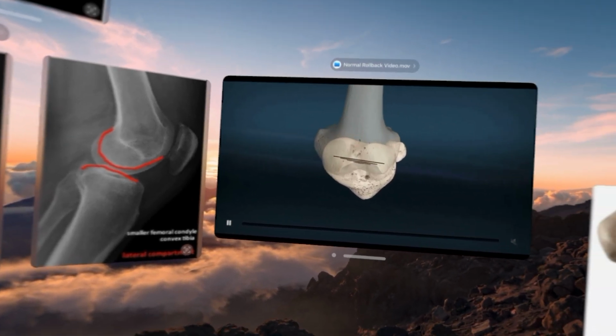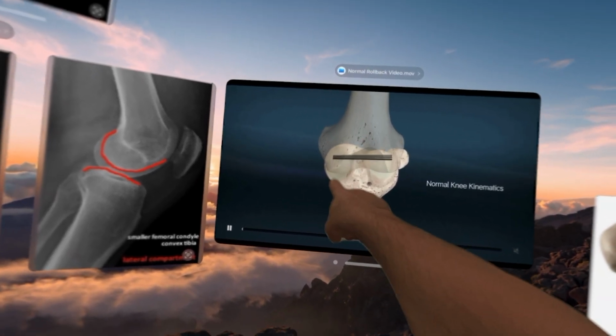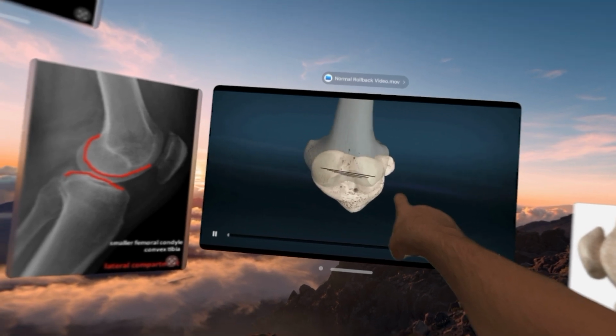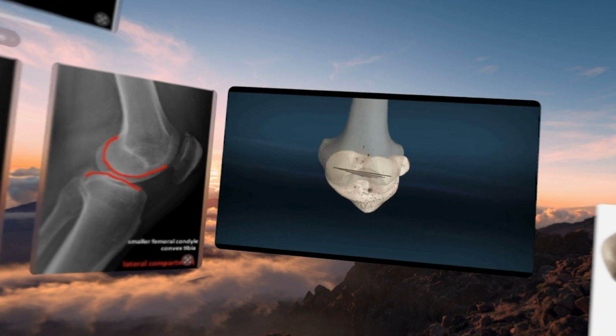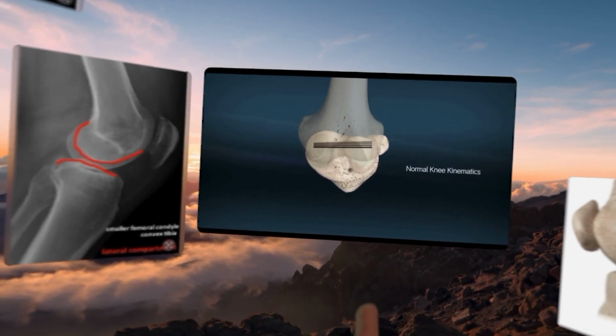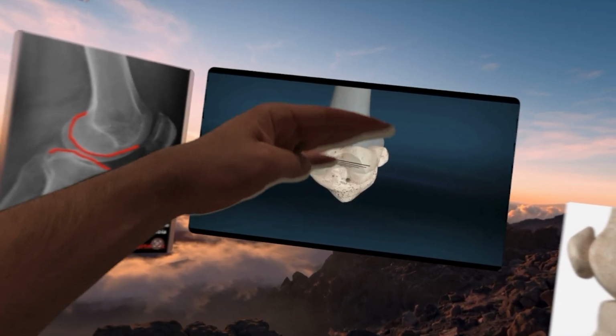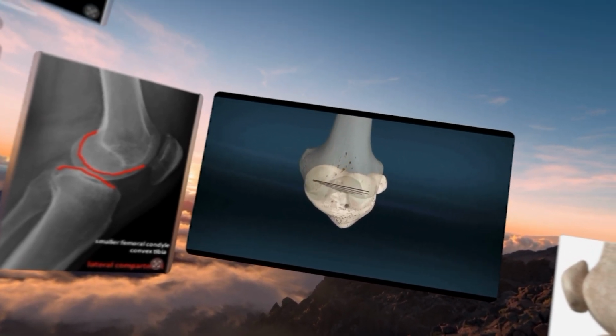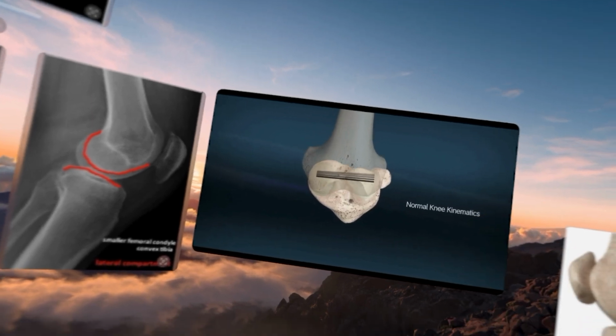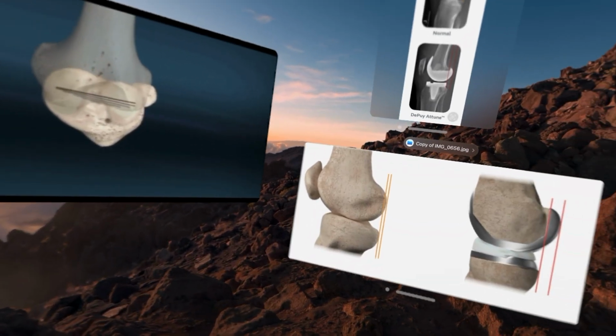All right, so let's look at this animation. We have the medial side over here and the lateral side over here. And this is a normal kinematic knee. This is how the knee is supposed to move. You'll see the medial and lateral side both move, but watch it kind of fan out. Watch the lateral side move more. Especially as you get into flexion, you really see it roll back there. And that's the difference, okay?